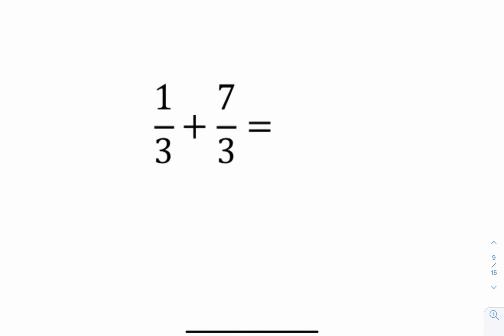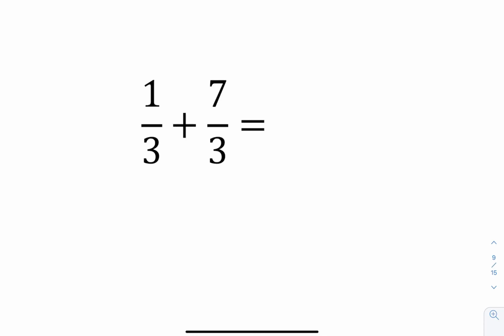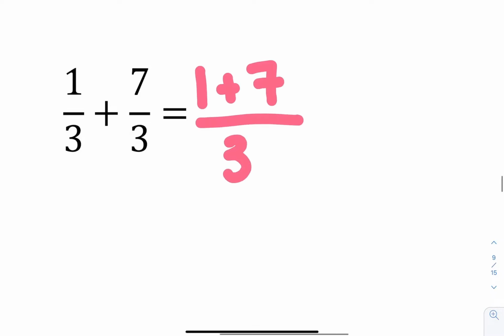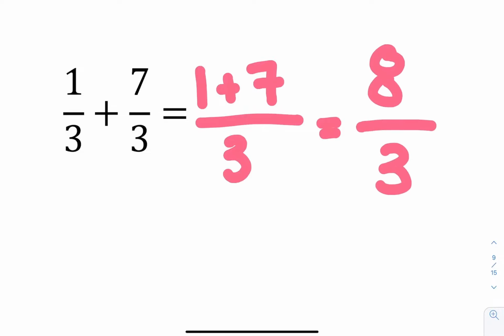Notice if we are adding 1/3 plus 7/3, they have the same denominator. So that means what we can do is just add the numerators. So 1 plus 7 all over 3, which will give us an answer of 8 over 3.